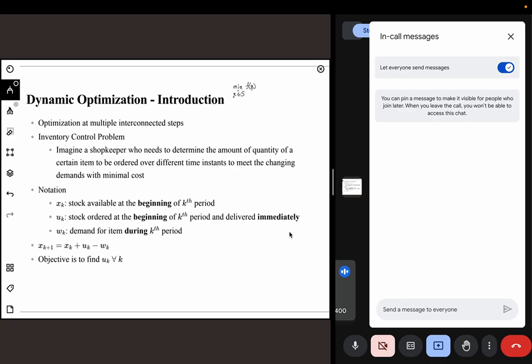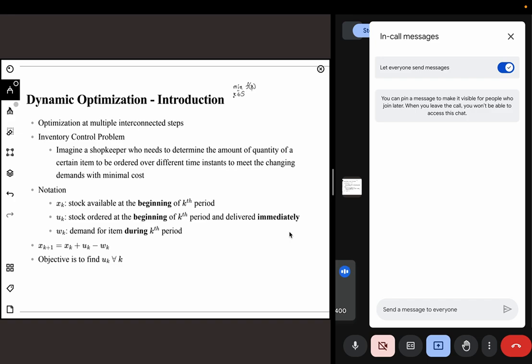The example for this is an inventory control problem. Imagine a shopkeeper who monitors his stock continuously, and depending on the availability of the stock in his shop, he'll decide when to order and how much to order. So the problem now is how much to order and when to order. These are the two questions that he needs to answer.